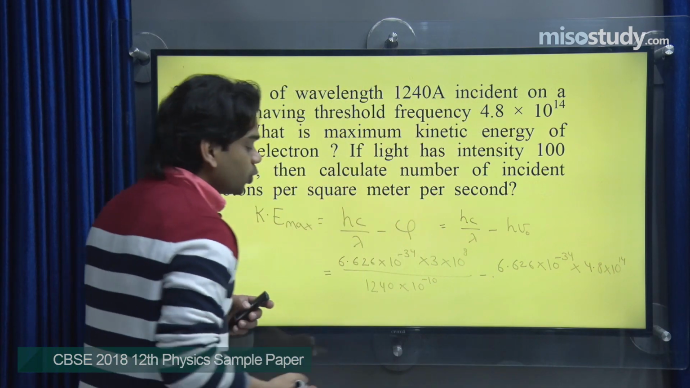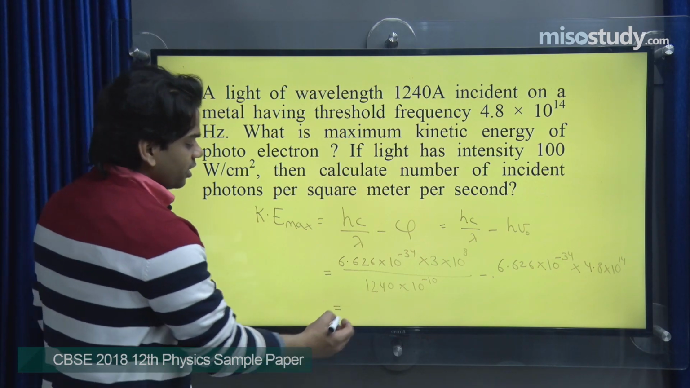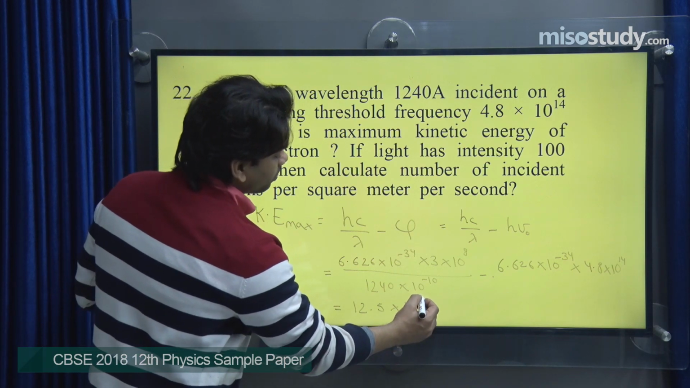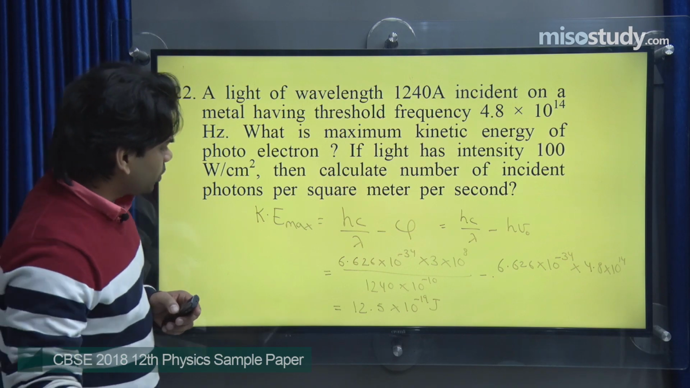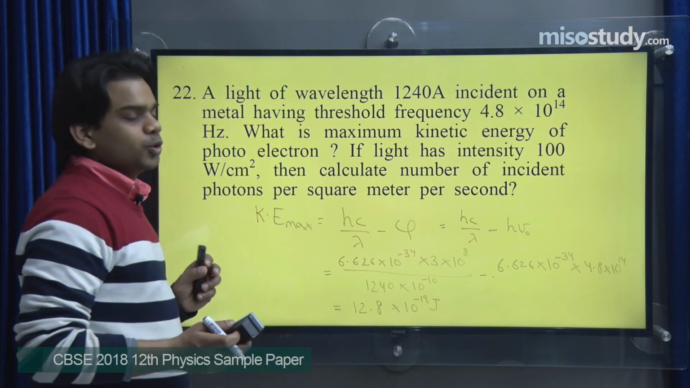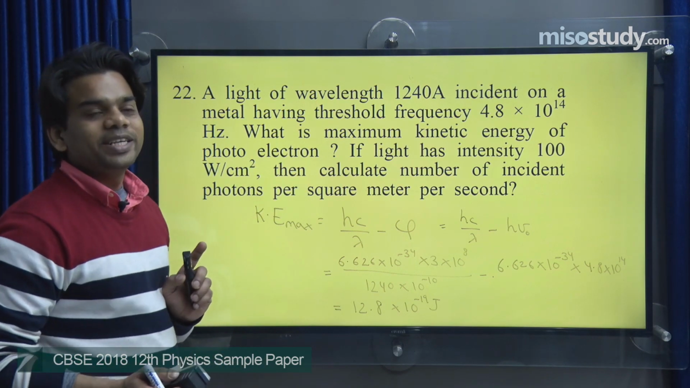with proper units. If you do it, you will get the required answer, that will come out to be nearly 12.5 into 10 to power minus 19 joules. This will be the required answer. This will be 12.8. If you calculate, you will get 12.8 into 10 to power minus 19 joules. So this is the maximum kinetic energy of the photoelectrons which will be ejected.